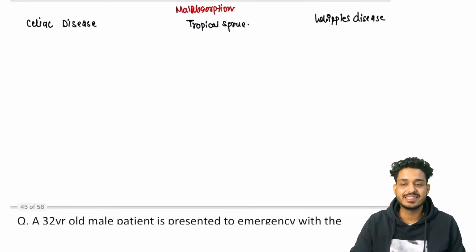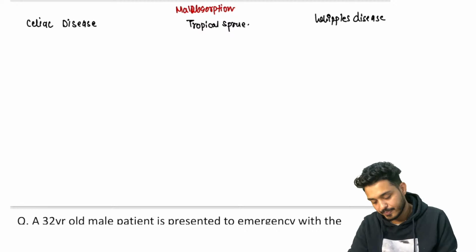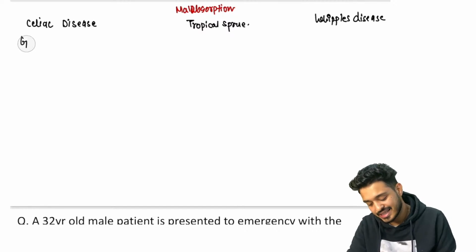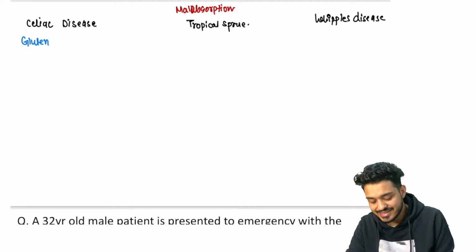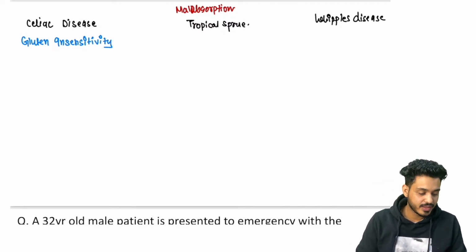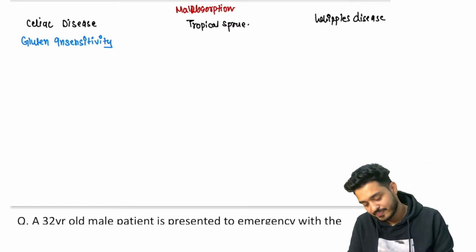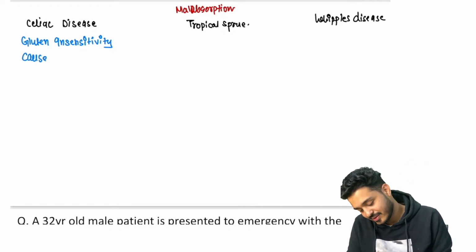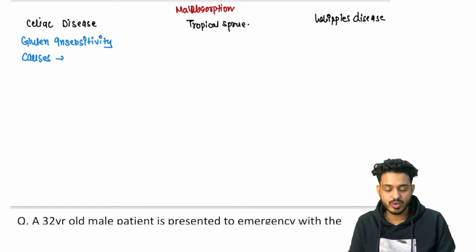First, celiac disease. Why is this happening? This is a gluten insensitivity syndrome. What are the things which have gluten? What do these people need to avoid? What are the things that are the causes?